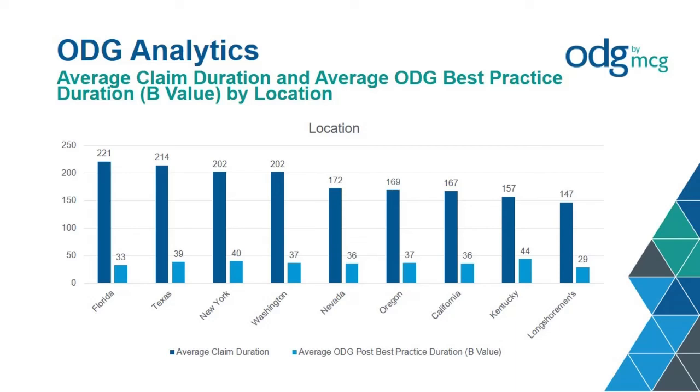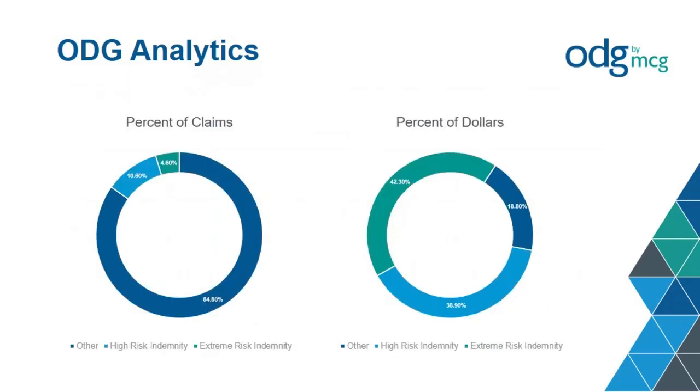This slide depicts how an organization's claims aligned with the ODG risk assessment scores. The picture on the left demonstrates that 15% of this organization's claims fell within the high to extreme risk category. The picture on the right shows how those 15% of claims accounted for 80% of the total claim spend. If this organization is able to use the ODG risk assessment score to identify these high-risk claims early on and triage them appropriately, it could have a big impact on outcomes.